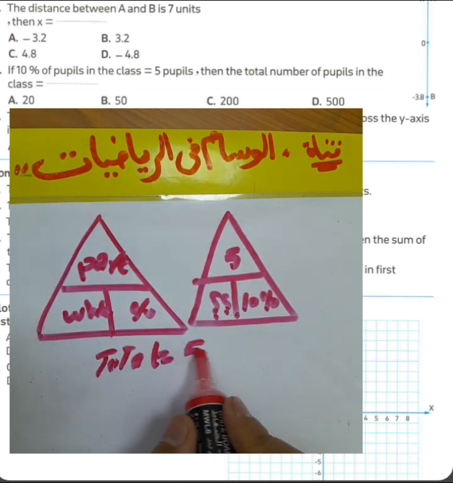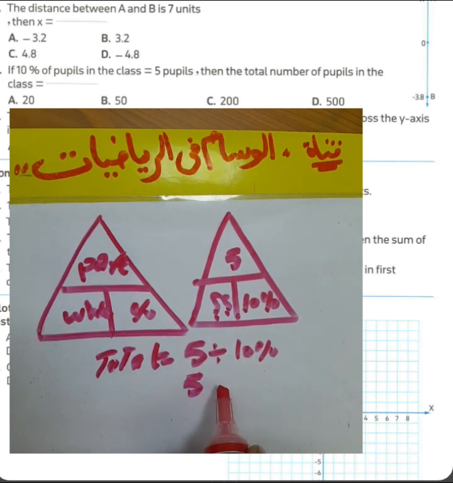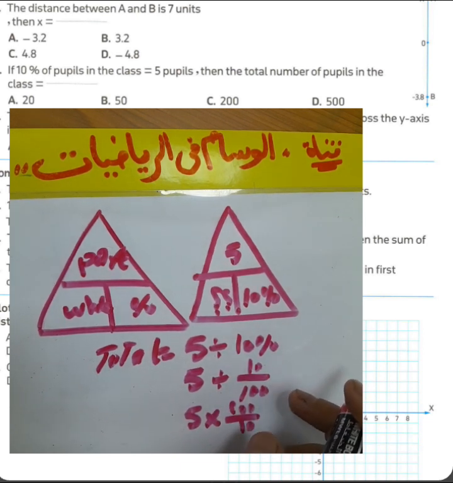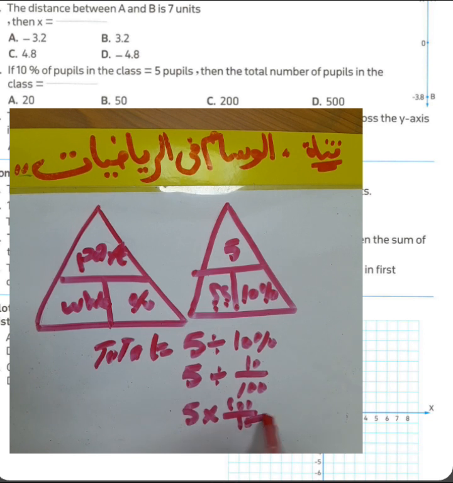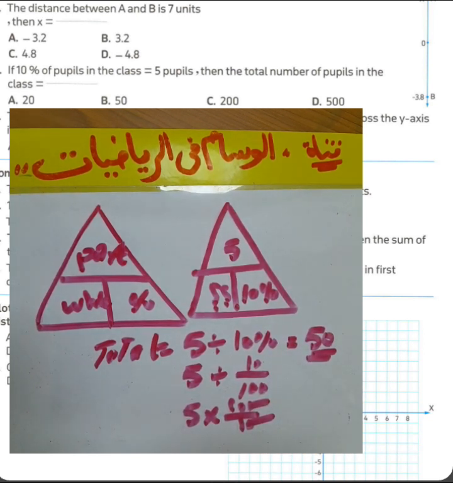To find the total number, you can write 5 divided by 10%. Write 5 divided by 10 over 100, and then convert from division to multiplication. Write 100 over 10, the inverse, the reciprocal of this number, cancel 0 by 0, and 5 times 10 equals 50. Then the total number will be 50. Choose letter B. Next question. Letter E.